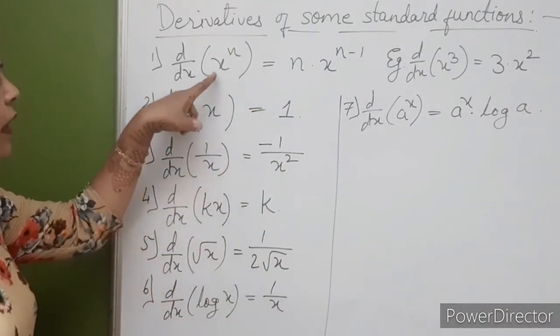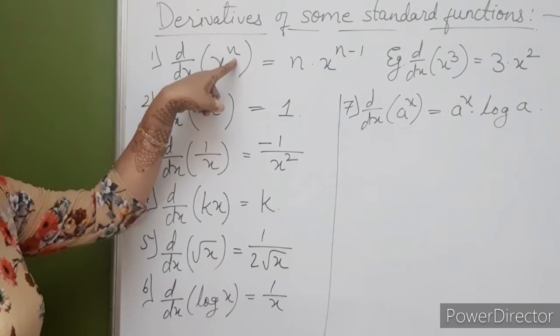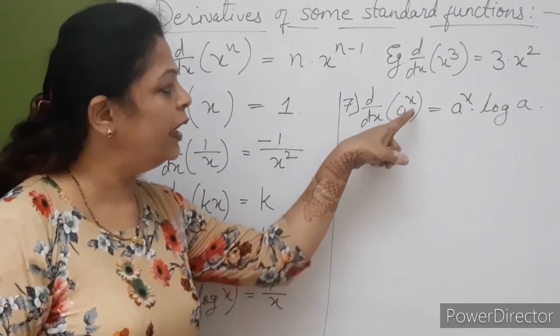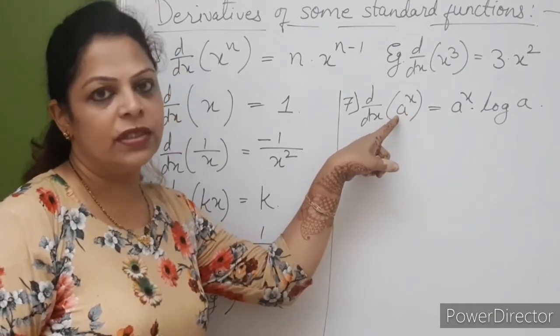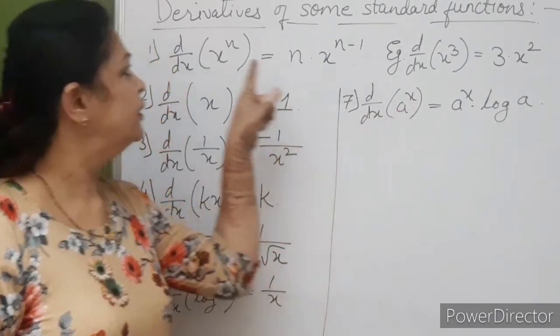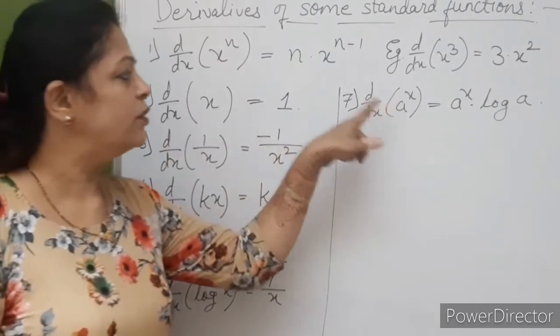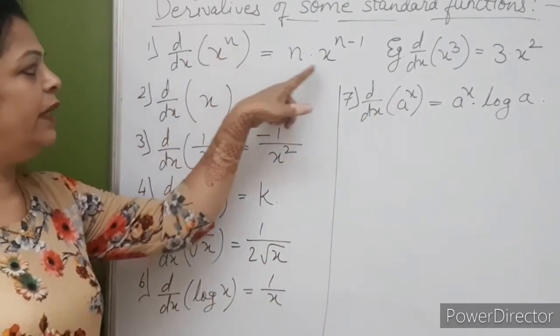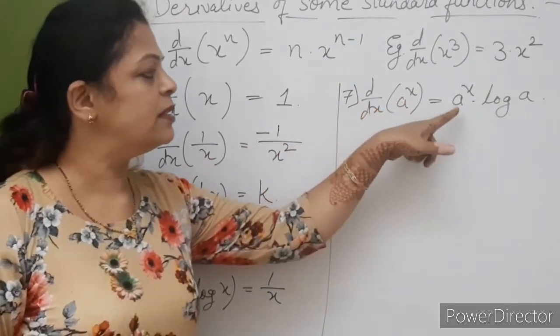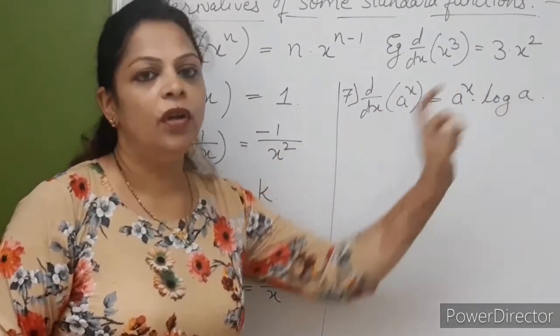Getting? See, over here it is x raised to n. N is a natural number. The x was in the base. Now over here it is derivative of a raised to x. A is any constant number, and x is a variable. So just the change of places. So derivative of x raised to n is n into x raised to n minus 1. And derivative of a raised to x is a raised to x into log a.